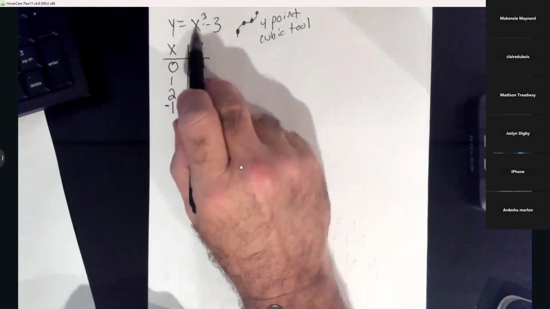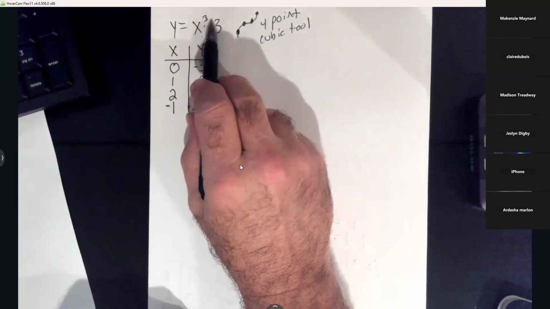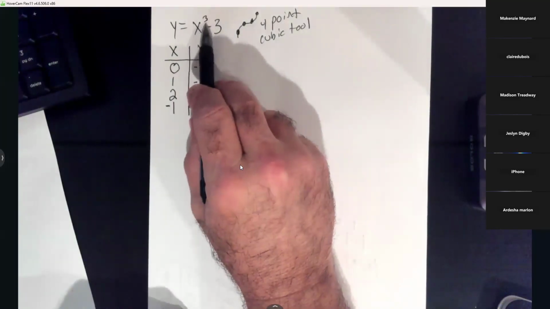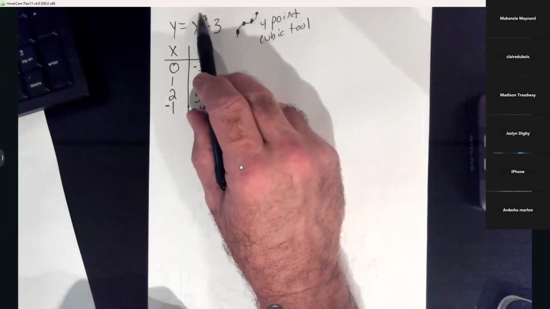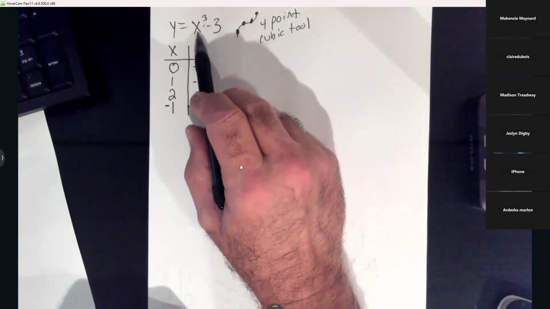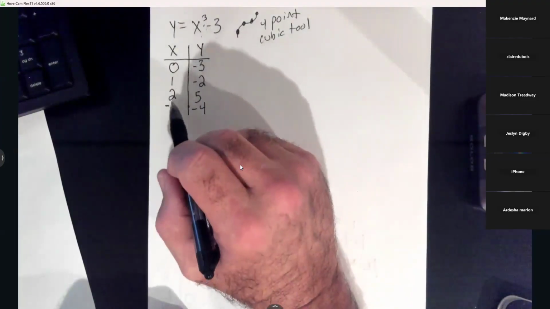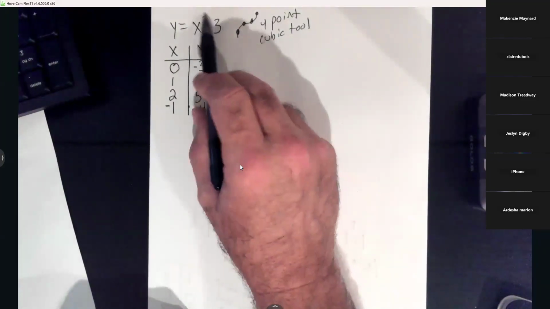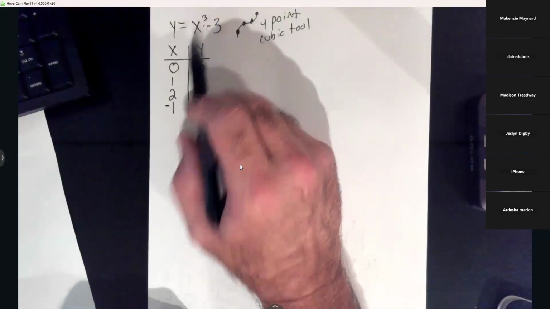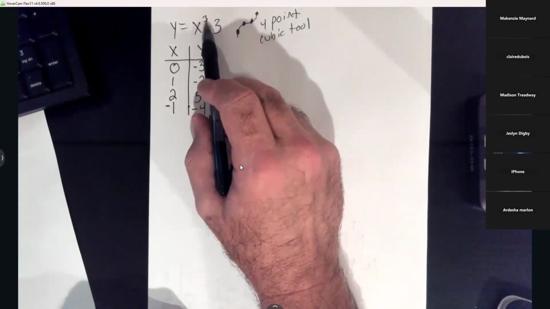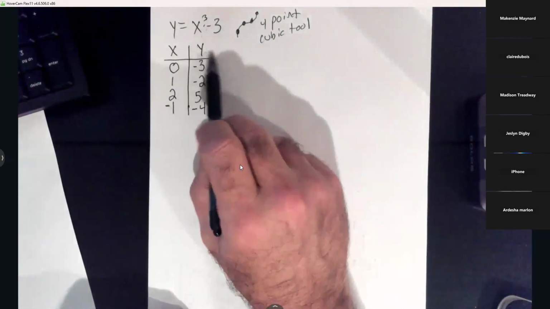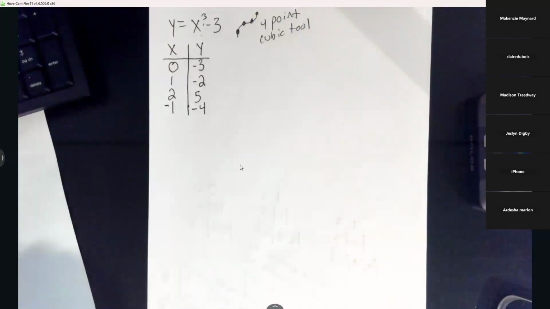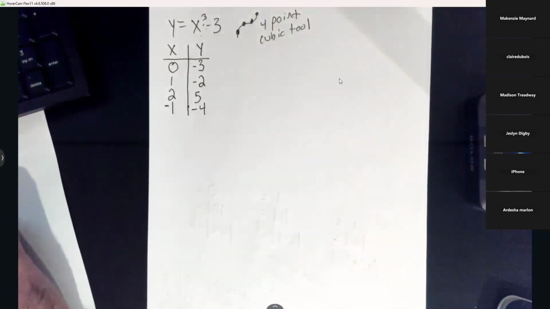So negative numbers will stay negative if they have odd exponents, okay? Negative numbers become positive if these are even exponents. Like that x squared I had a while ago, those negative numbers turn positive, okay? So odd exponents, negatives will stay negative. Even exponents, negatives will become positive. Hey, I got 4 points here I'm about to plot on that graph. So let's go to MathLab and plot our 4 points.